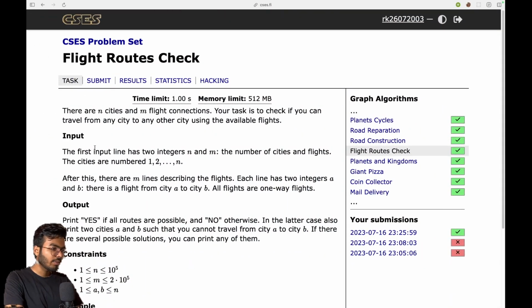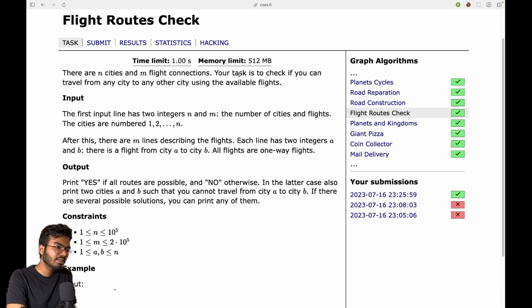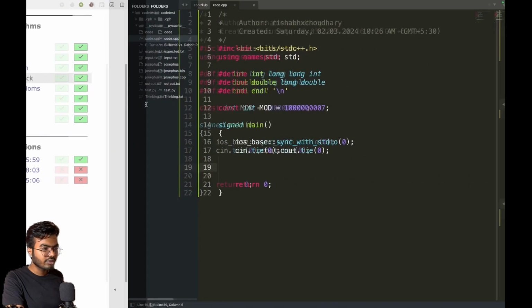What is the input format? First of all, there are n cities and m flight connections. Your task is to check if you can travel from any city to any other city using the available flights. Flights are only unidirectional, so this is a directed graph. If you can visit every node from every other node, then we are talking about strongly connected components. In the input, the first line has two integers n and m, the number of cities and the flights.